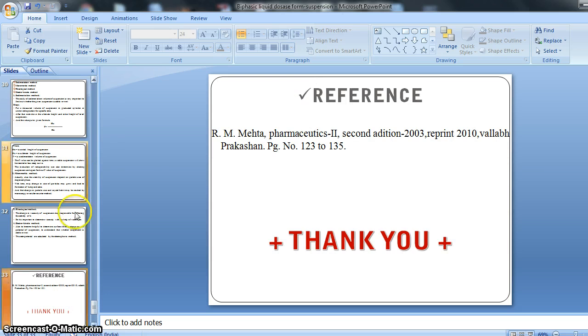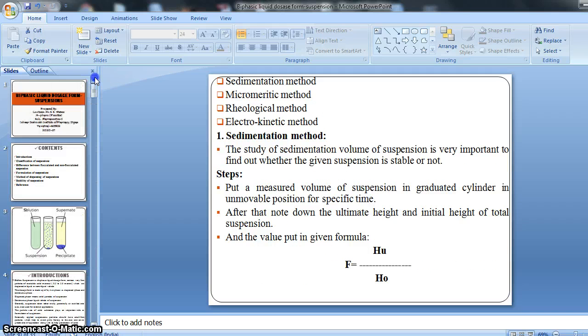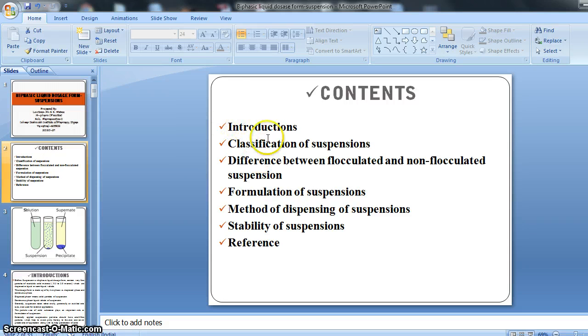So this is all about our suspension chapter, that is the biphasic liquid dosage form, in which we discussed the introduction, classification of suspension, difference between flocculated and non-flocculated suspension, formulation of suspension, method of dispensing of suspension, and stability of suspension, right?